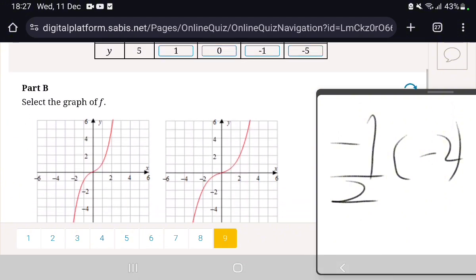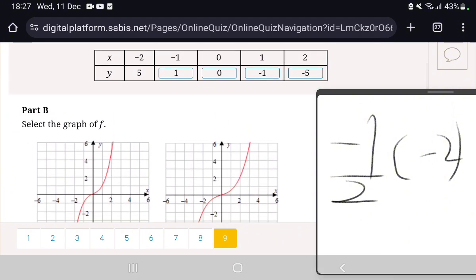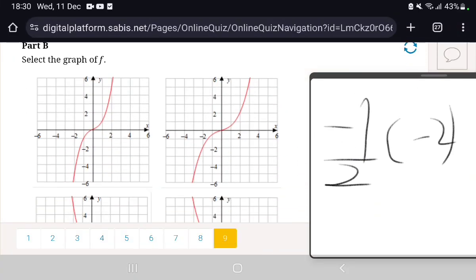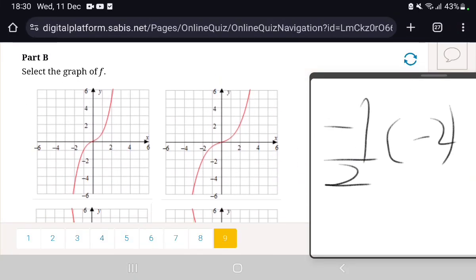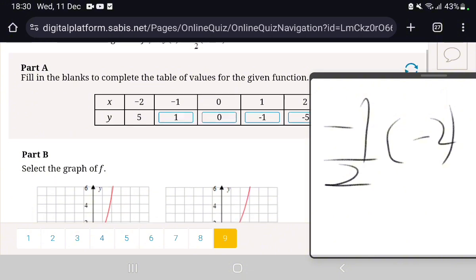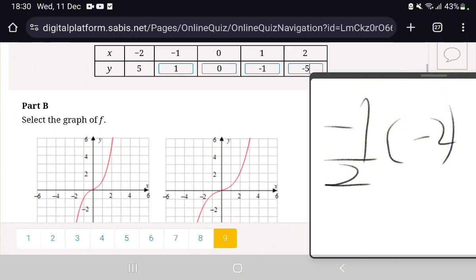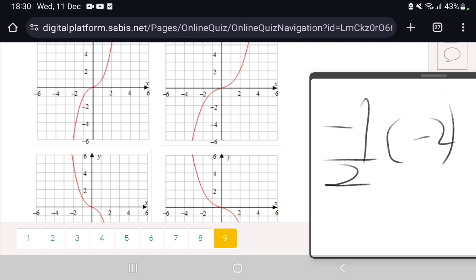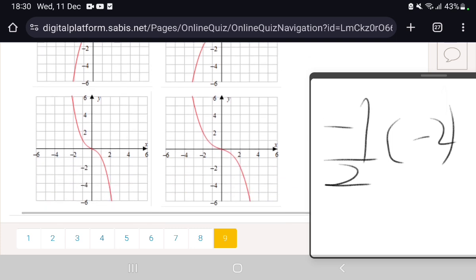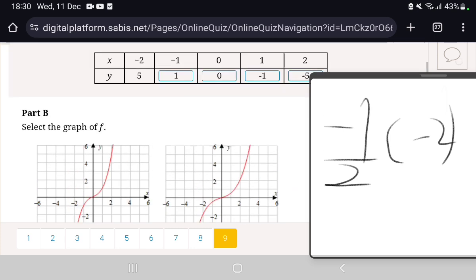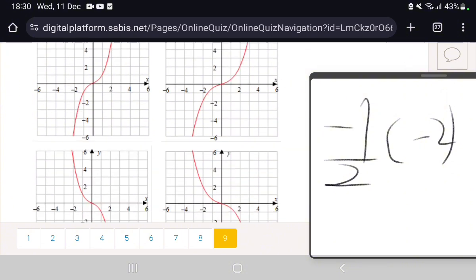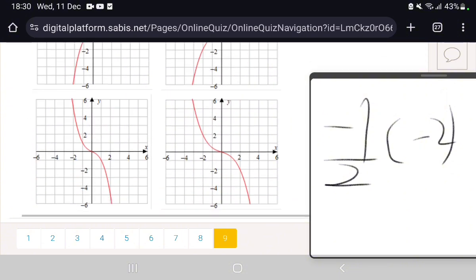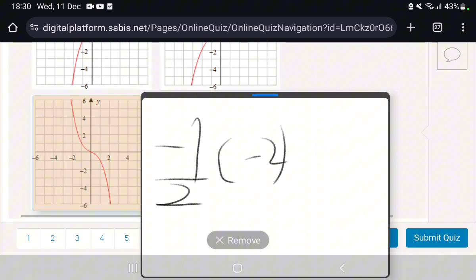So now we find which graph matches the points that we just found. So negative 2, 5, okay, 0, 0, negative 1, 1, 1, negative 1, it's going to be this one.